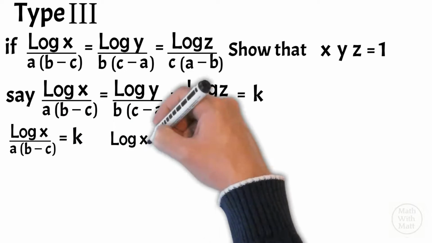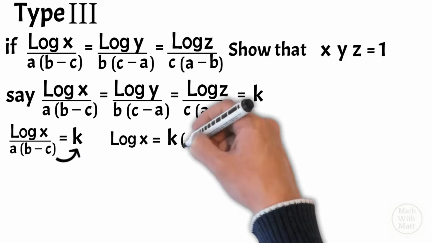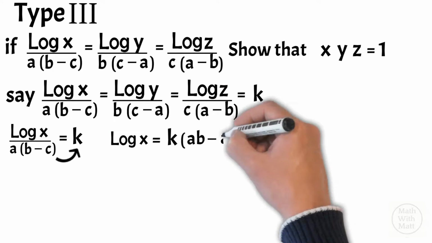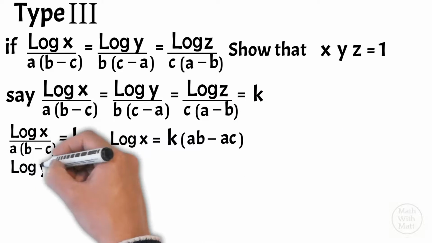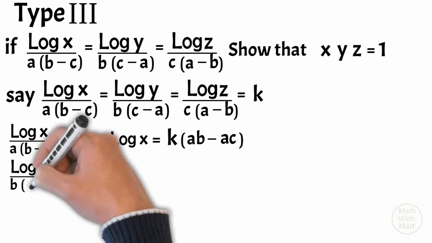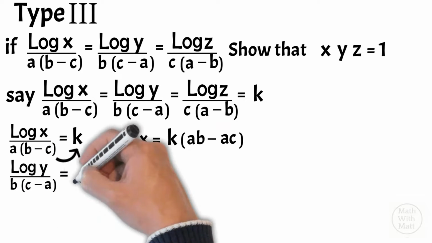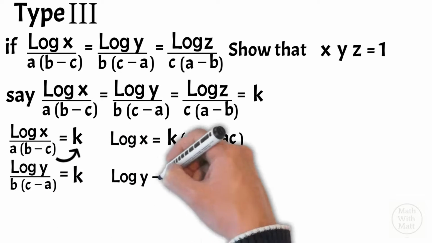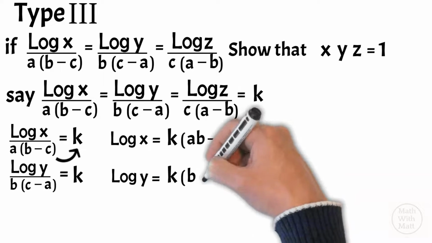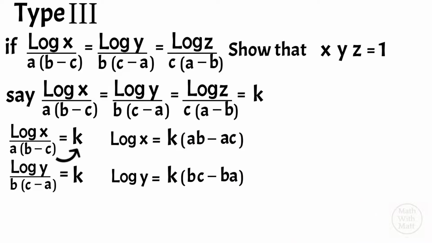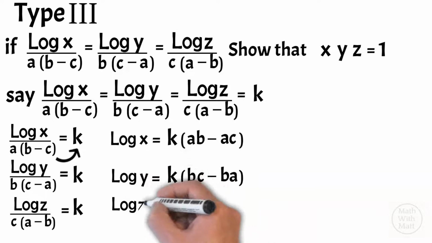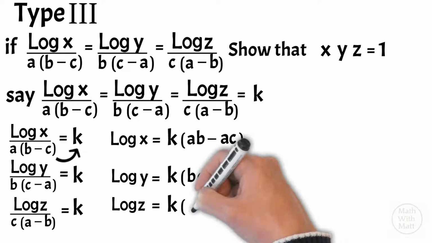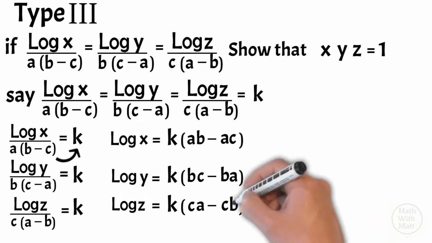Next, we take the entire denominator to the right side, to get log x equals k times (ab minus ac). We do this with the other two parts of the given equation also, to get log y equals k times (bc minus ba), and log z equals k times (ca minus cb), and marking all new equations as 1, 2, and 3.